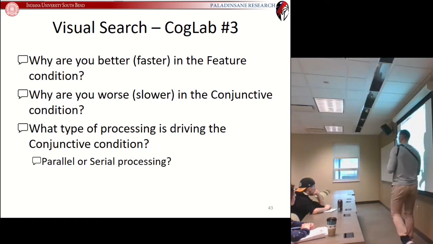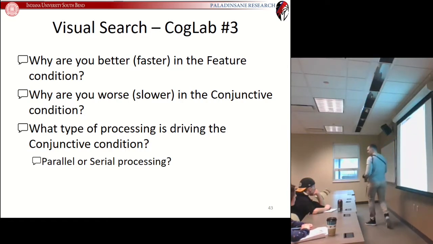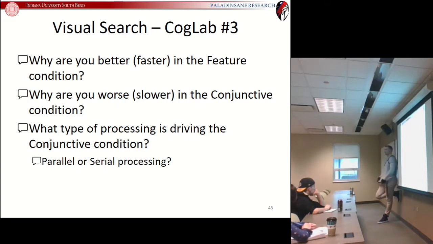Can anybody think of real world applications for this? For this difference here? Would this be at all connected to being able to find a face in a crowd, or is that a different type of processing because we have a specialized facial recognition system?